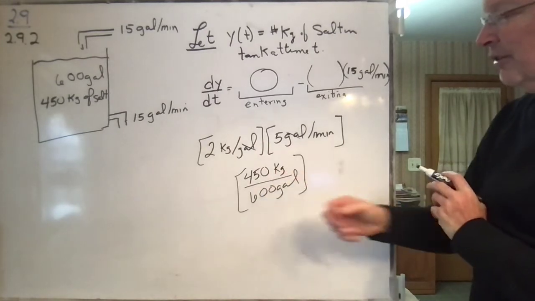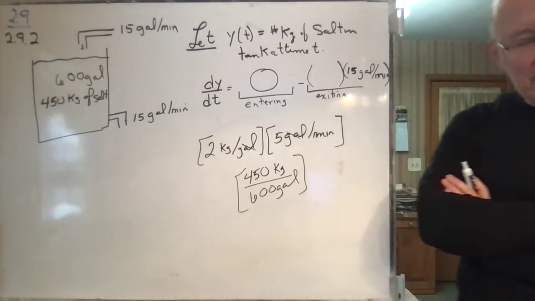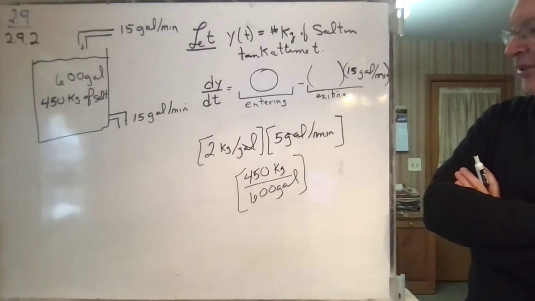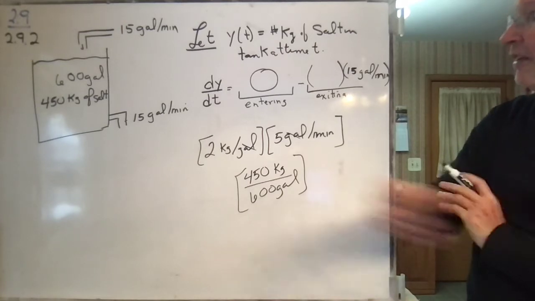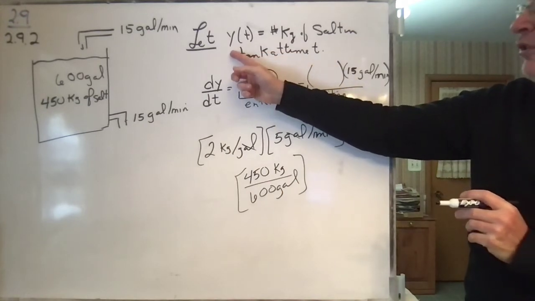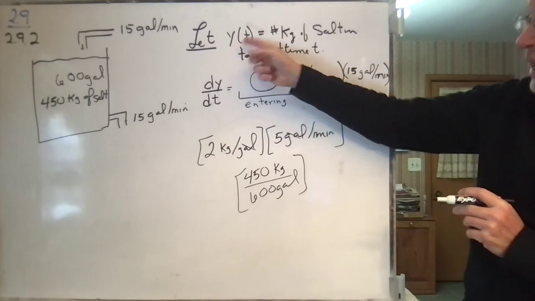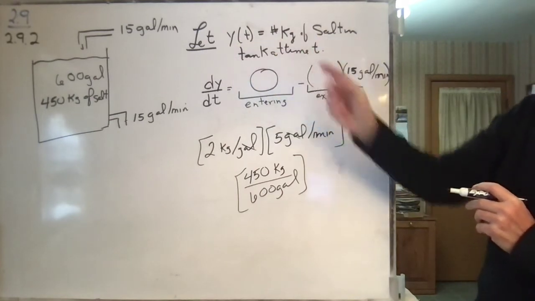That's going to be the concentration. And so here's the key. You think about that for a while and you think, dang it, I need something to indicate the amount of salt in the tank at time t. And then all of a sudden, you look up at what you've written down and you say, oh, that's what y is. Y is the amount of salt in the tank at time t.